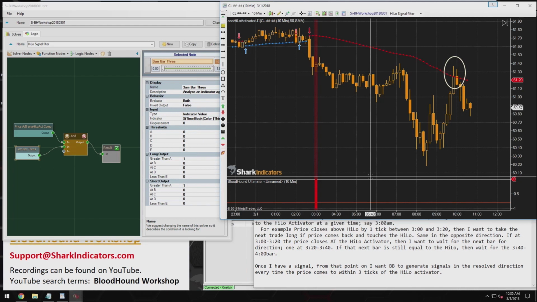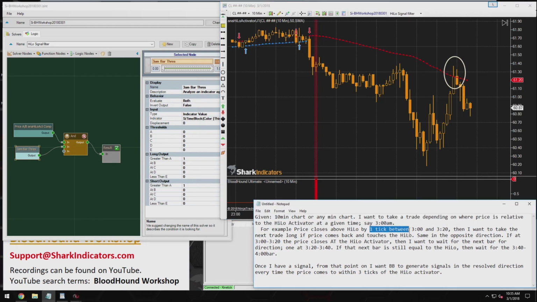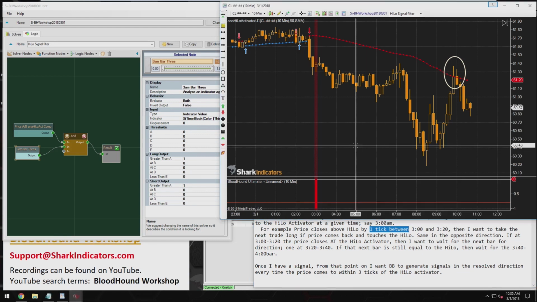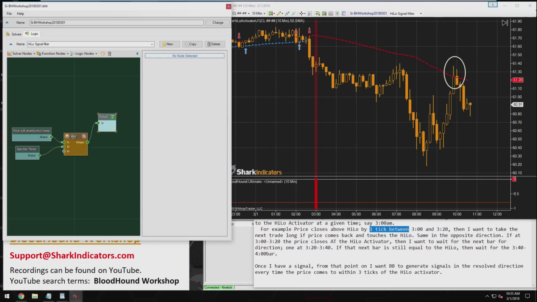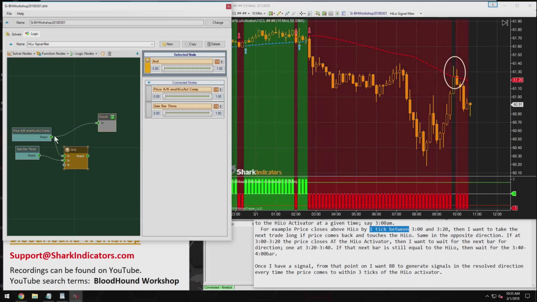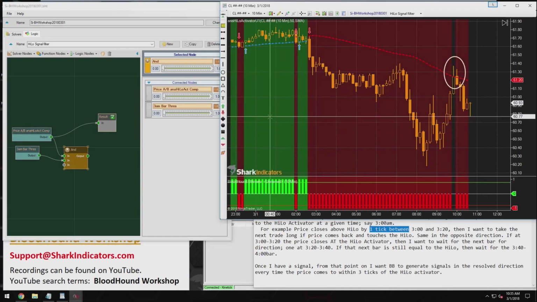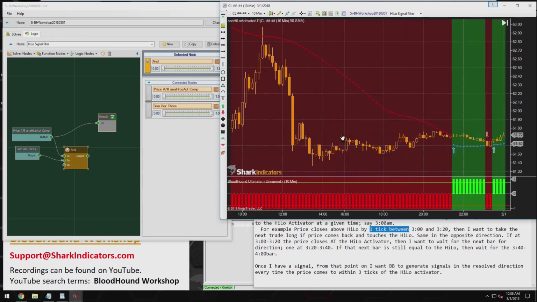Let's see here. Oh, actually, hold on. We also have this other requirement here. So we want to check to make sure that price closes above the high-low by one tick. So let's make an adjustment to our comparison solver here. So let's plug in 1 tick, like so.